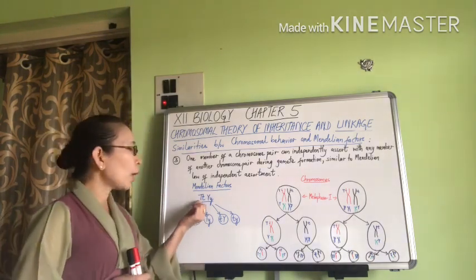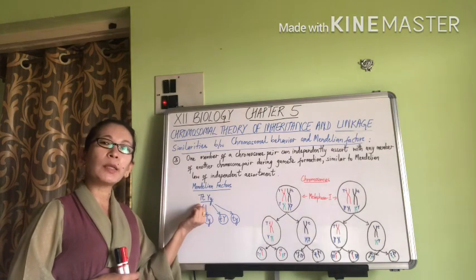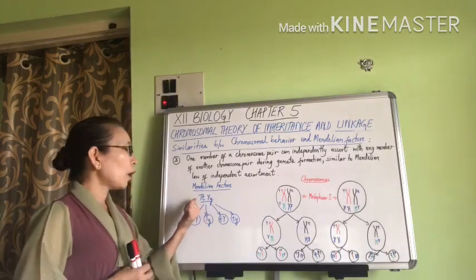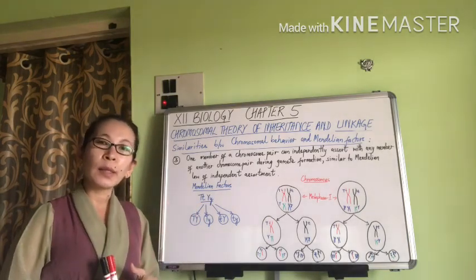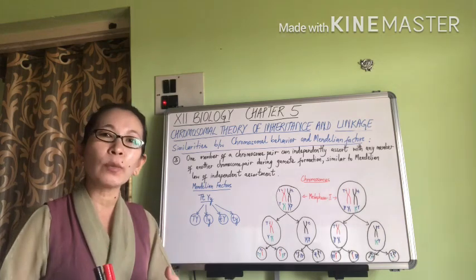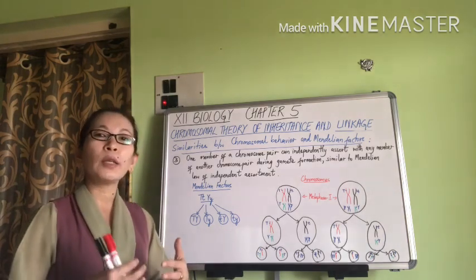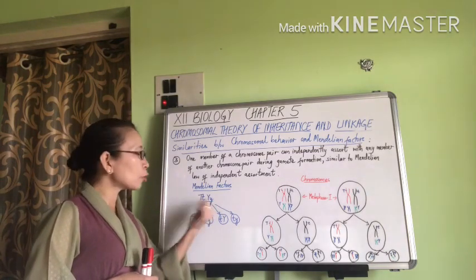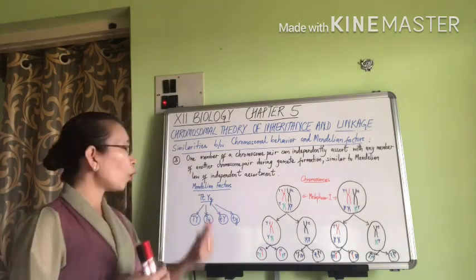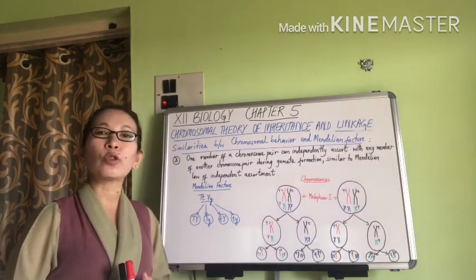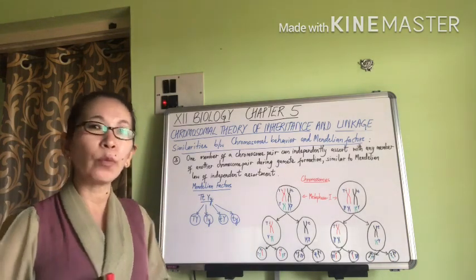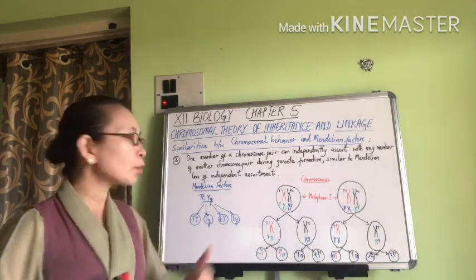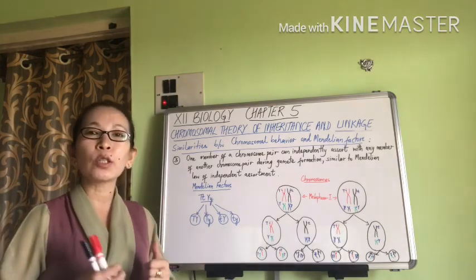that time, one pair of factors can independently be segregating from each other, and one member of the pair of factors can independently be assorting with any member of the other pair of factors. That is to say, capital T can independently be assorting with capital Y, or capital T can independently be assorting with small y. In the same way, small t can independently be assorting with capital Y, or small t can independently be assorting with small y.